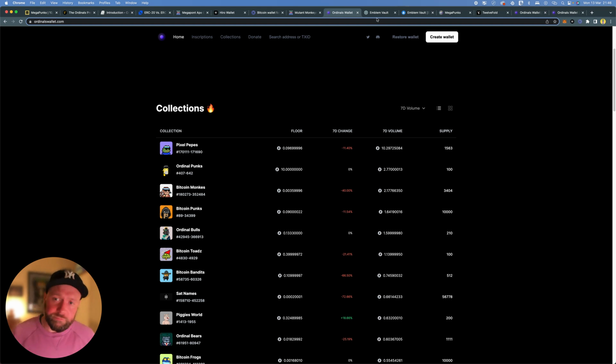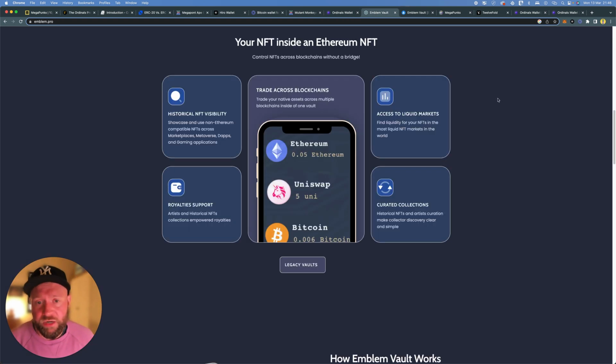Now, a bunch of collections are going about it differently, making life easier in some respects by taking Bitcoin Ordinals and wrapping them in a vault that can then be traded on other chains like Ethereum. So here we've got companies like Emblem Vault who are giving us access to Ethereum marketplaces and liquidity. But ultimately, we're not actually trading an ETH NFT here, but access to the private keys of the ordinal, which you can then send to your own Bitcoin wallet at a later date.